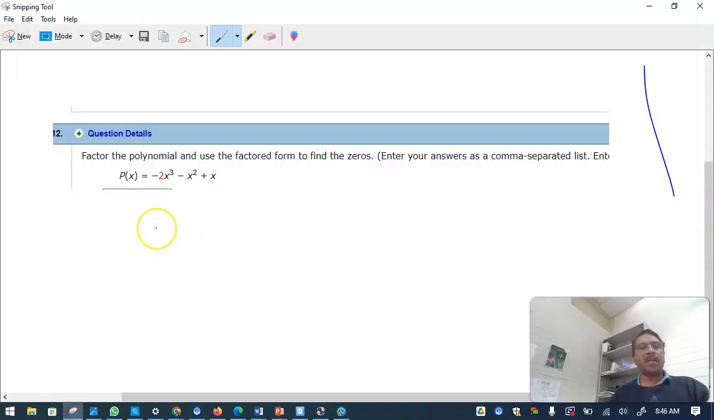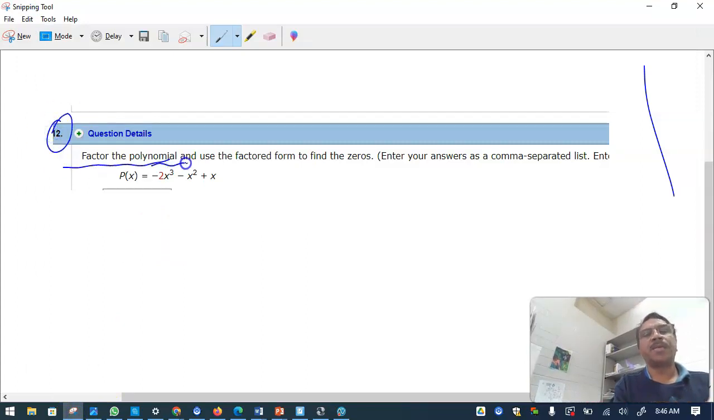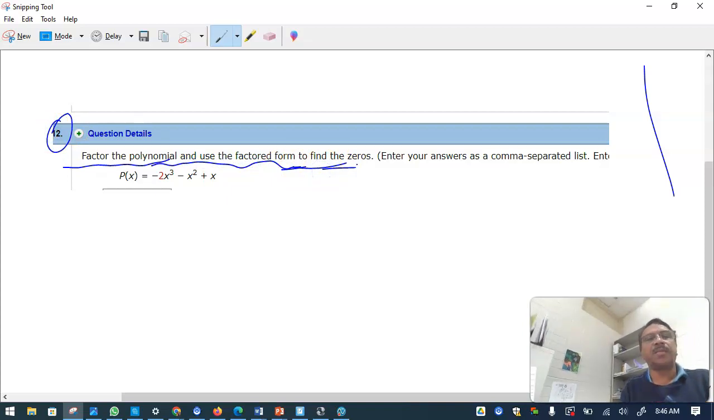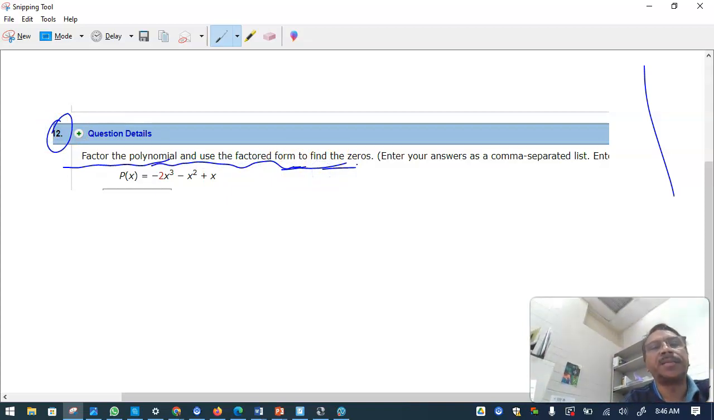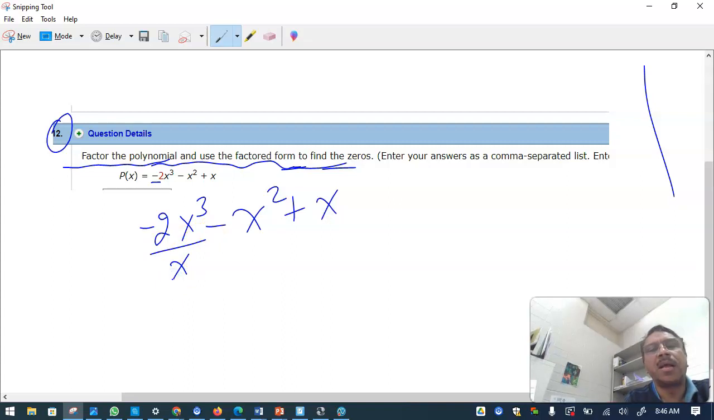Now, there is another question right here: factor the polynomial. This is problem number 12, and use the factor to find a zero. So what do you do? This is so simple. Let me make it bigger: 2x cubed minus x squared plus x. The first thing I'll do is notice there's an x in all the terms, so divide by minus x.